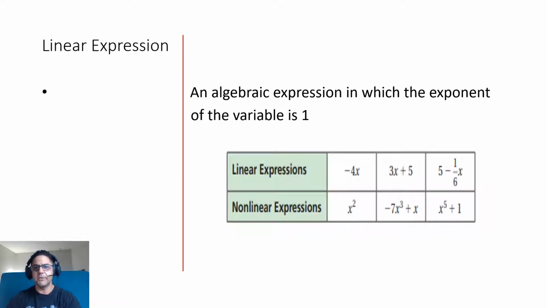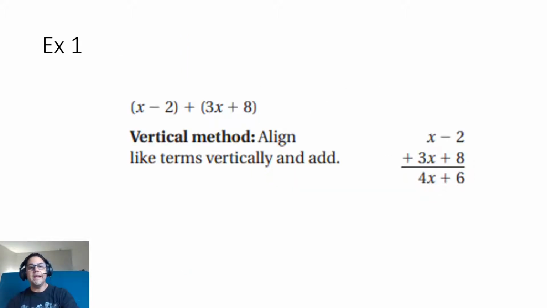For a linear expression, remember it's a line, linear. The exponent has to be 1. Nonlinear could have an exponent of 2, 3, all the way to 5 like it says there. So it looks like we're going to be focusing on linear expressions, which means just an exponent of 1. So right here, again, I would do the following. I'm going to show you one more time the horizontal method, and then we'll talk about the vertical method.